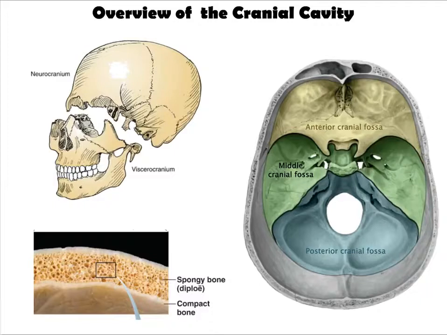Inside the bowl-shaped cranium are 3 large depressions called the anterior, middle, and posterior cranial fossae. Each cranial fossa houses a number of structures that communicate with either the brain or the walls of the cranial cavity. Let's take a closer look at the features of each cranial fossa.